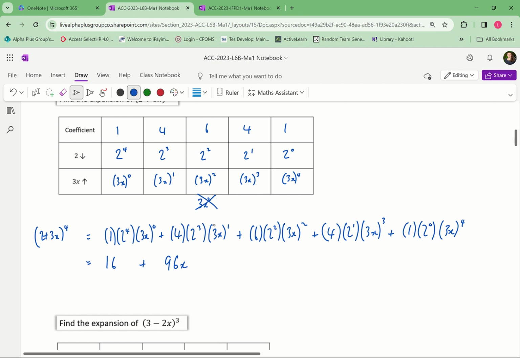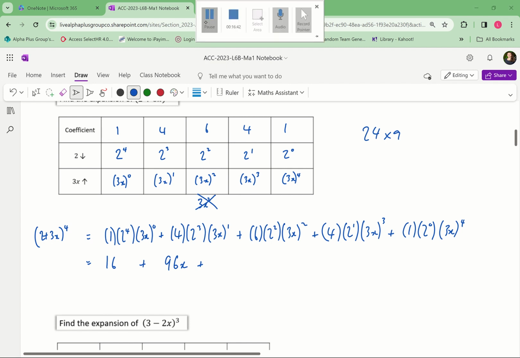And then I've got, gosh, this is testing my mental arithmetic. I should have got a calculator ready. Feel free to fast forward this bit if you find this a bit tedious. So 6 times 4 is 24, times by 9. Oh gosh, 24 times 9. Hang on, I am going to get a calculator here, bear with me. Okay, so that one's 216 lots of x squared.